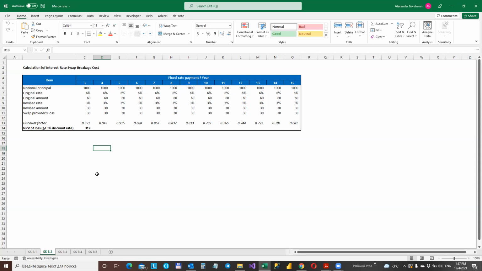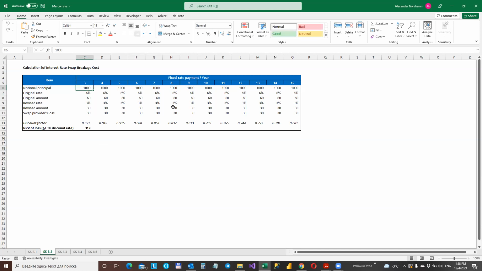As can be seen, the swap provider's loss on termination is therefore not the same as the notional principal amount, but amounts to the 30 per annum for the remaining 13 years. The NPV of this cash flow is the swap breakage cost. In this case, this is 32% of the notional principal amount. So this is the credit risk on the project company in this particular circumstance at this particular time. Let us see in detail how it's calculated.